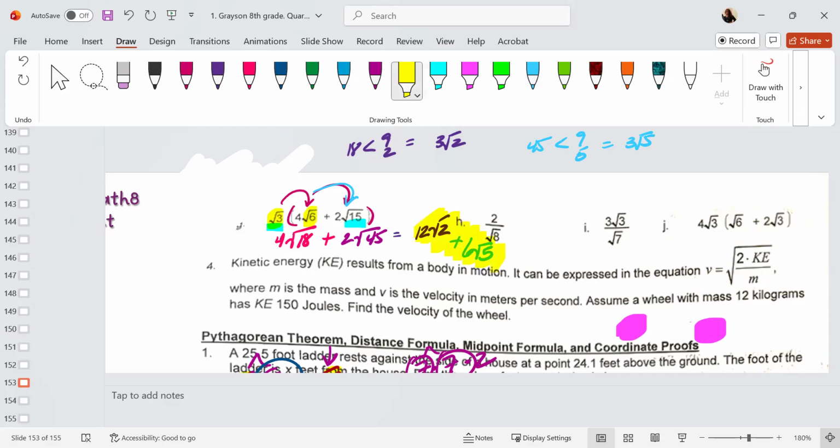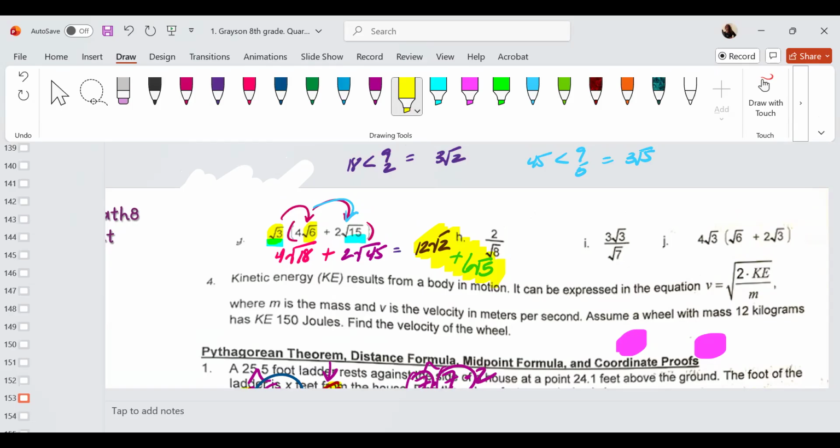I want you to do H and I and J on your own. Give it a try. That one's kind of a hard one. You need to be careful with that one when you're taking the test on this one.